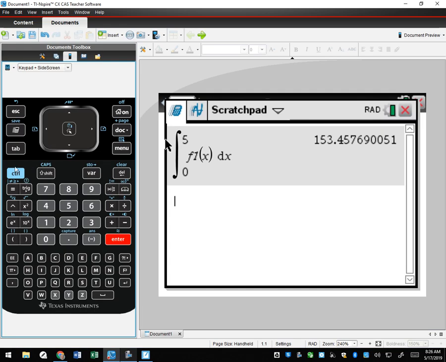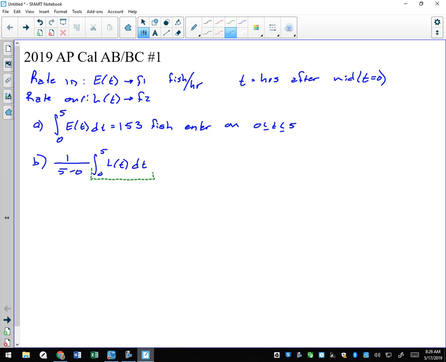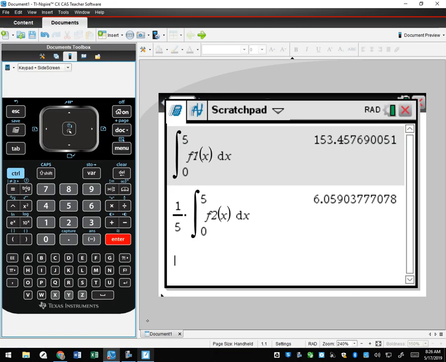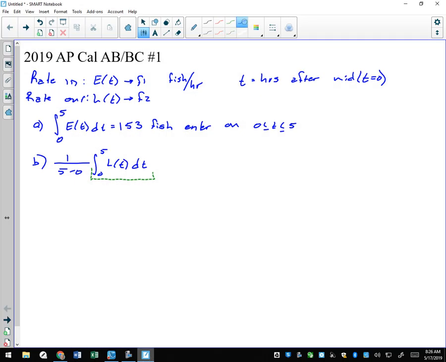So I'll punch that in the calculator. So control divide 1 over 5 times the antiderivative from 0 to 5 of the rate out, which is F2. Hit Control Enter to force the decimal, and it is 6.059. Did they ask us to round? What is the average number that leave? No, there is no rounding. So 6.059 fish per hour.